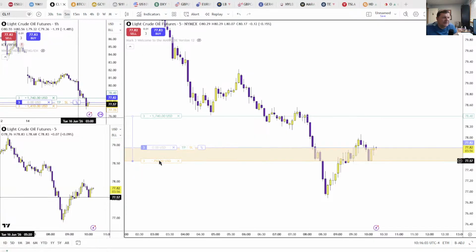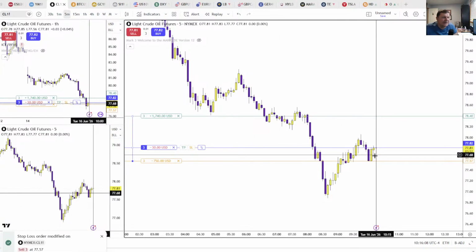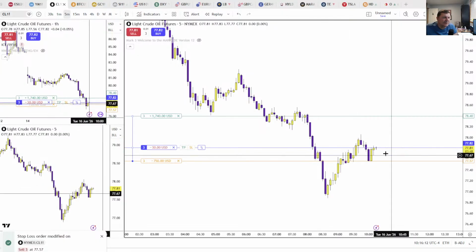Actually, I don't want to see that take that out again now. Let's come back down right to the edge of that. I'd like to see that leave from there now. Use this candle as support.